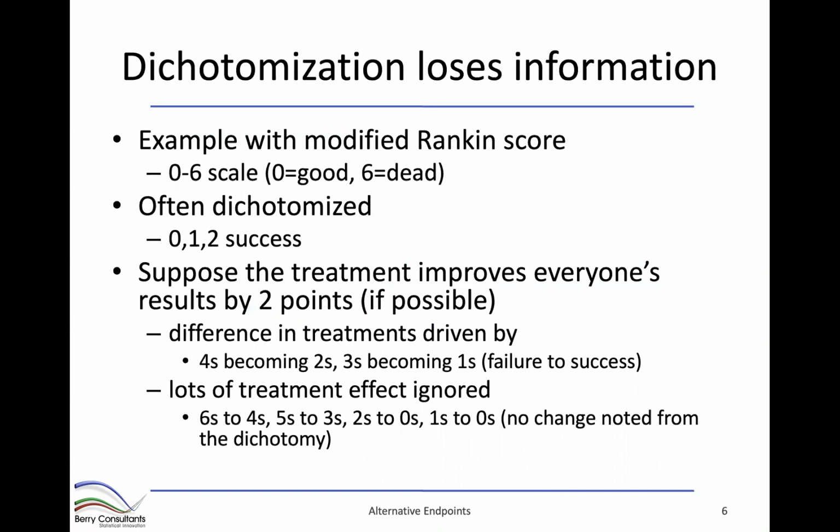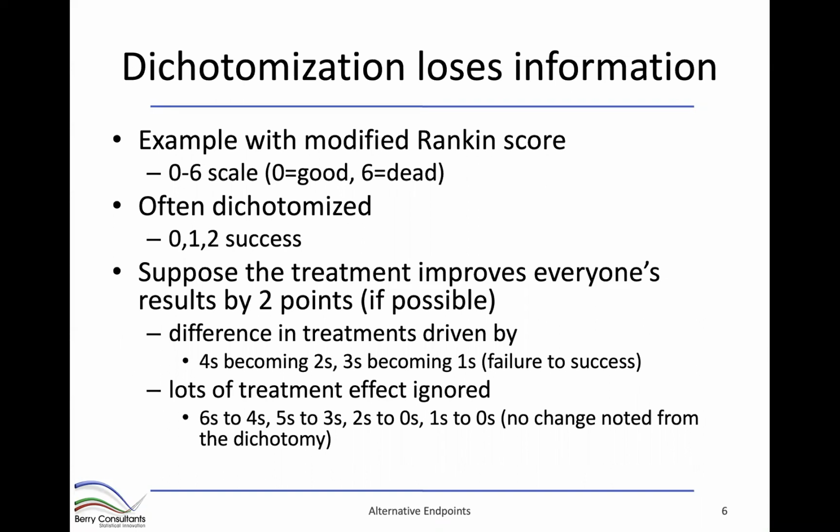Some ways that we often lose information. Dichotomization of endpoints is a common example of this. A modified Rankin score is a measure that's often used, say, in stroke trials, and in other contexts as well. It's a 0 to 6 scale. 0 is essentially perfectly healthy or normal for that patient. 1, 2, 3, 4, and 5 are diminished function. And finally, 6 would represent that the patient died.